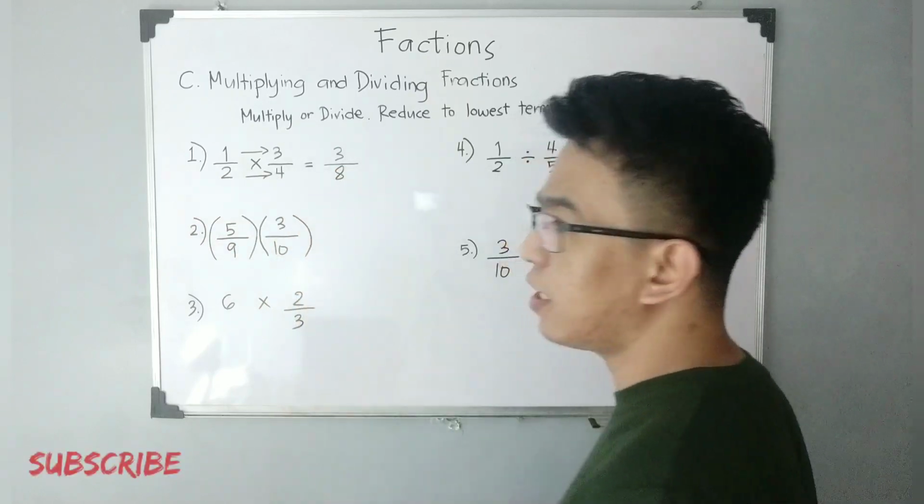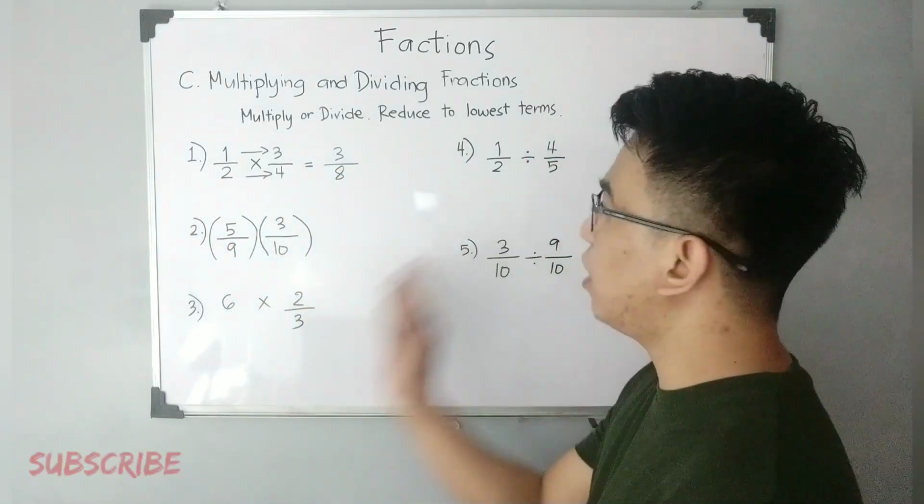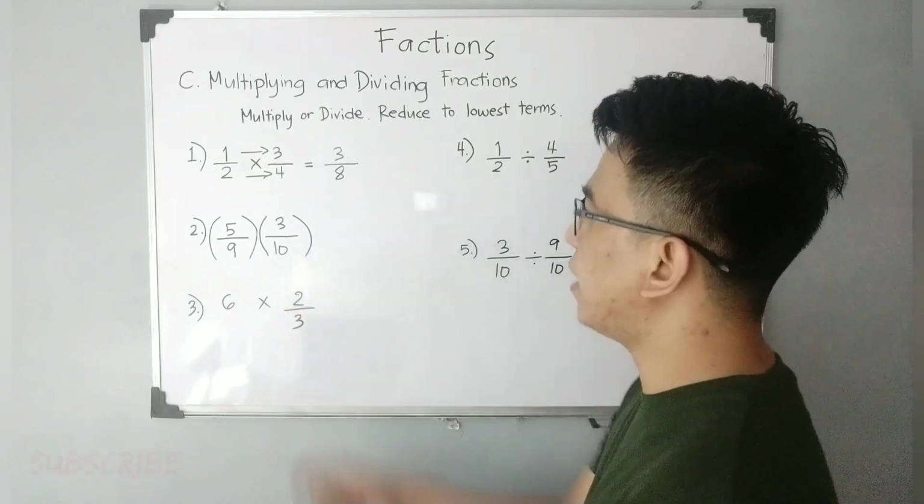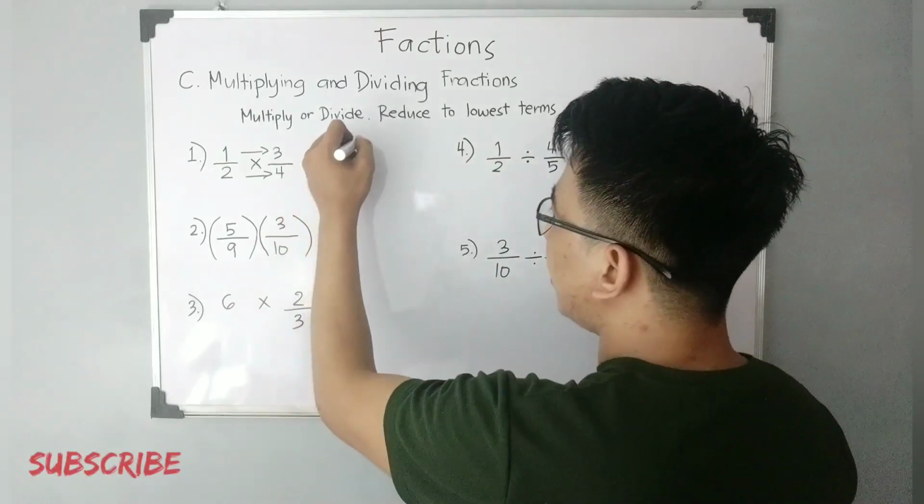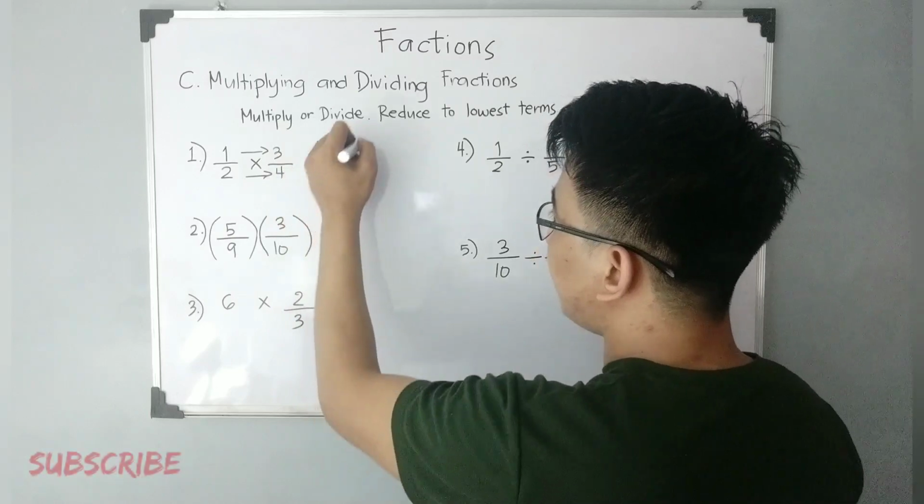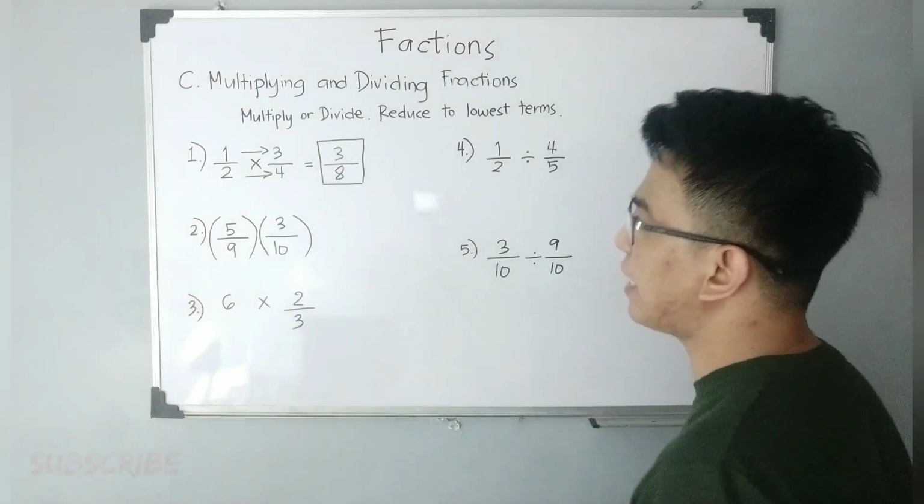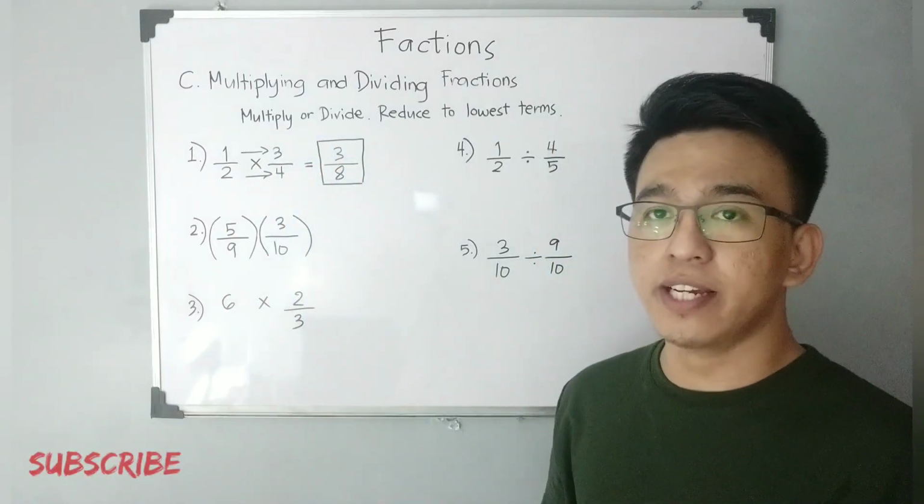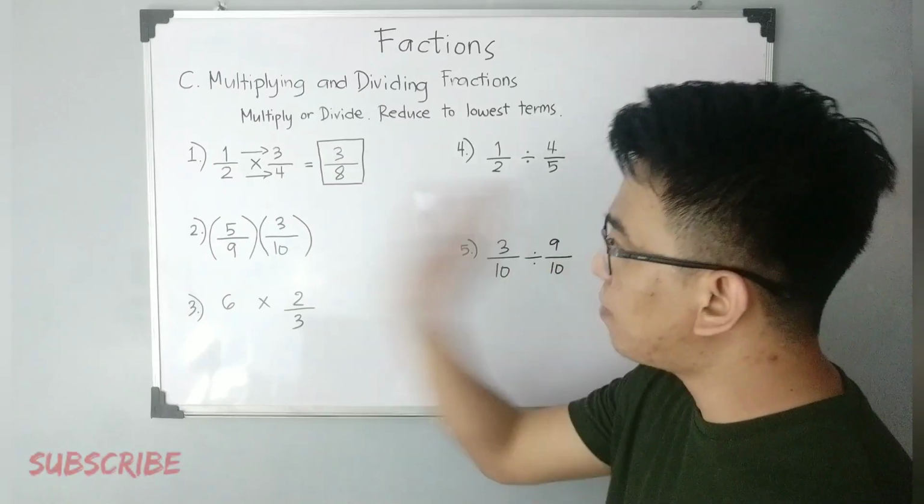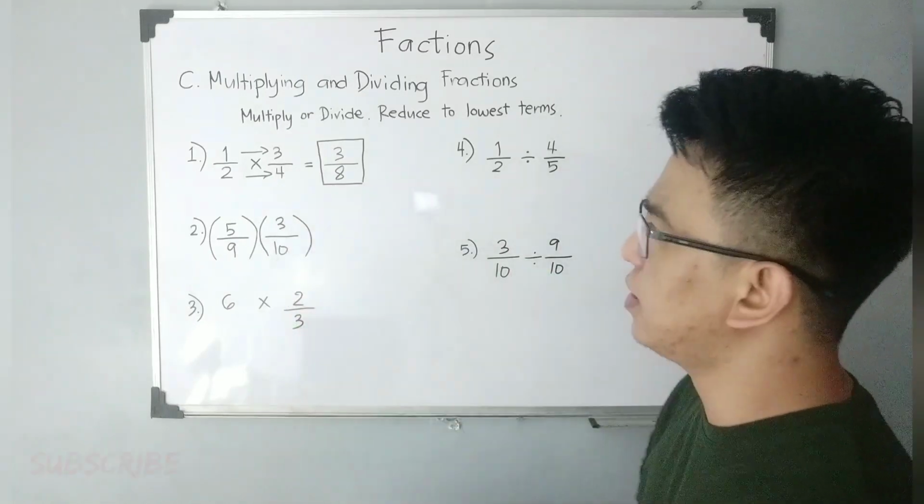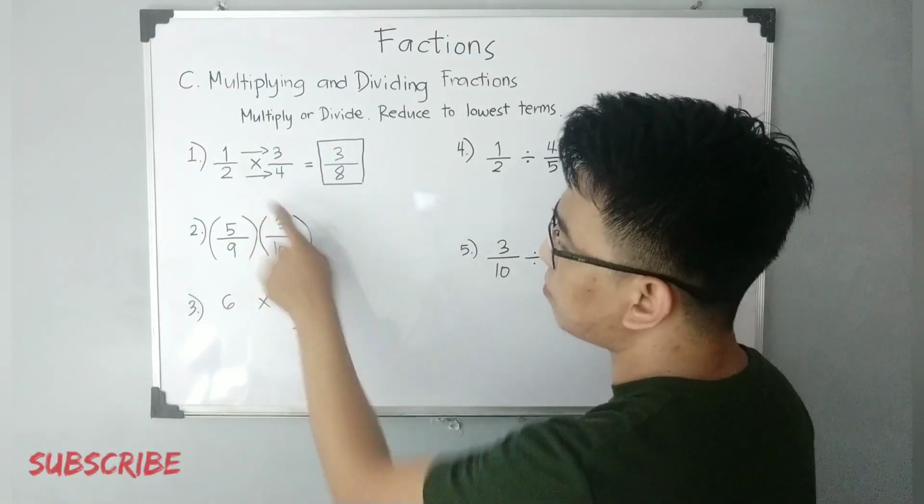And lastly, you need to secure na naka-lowest term siya. In this case, yung ating 3 over 8, it's already in lowest term or simplified na siya in other words. So, the correct answer is 3 over 8. So, let's have number 2. Sir, bakit po may parenthesis? Do not worry kasi parehas lang yan ng number 1.